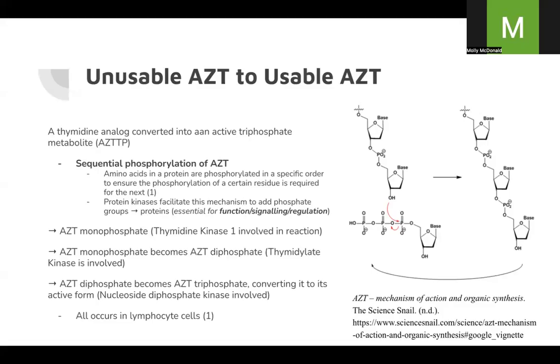So the mechanism begins with AZT, and AZT becomes monophosphate through thymidine kinase being involved. The AZT monophosphate becomes AZT diphosphate with the enzyme thymidylate kinase being involved. And then AZT diphosphate becomes AZT triphosphate, which is converted into its final active form, and this happens with the help of the enzyme nucleoside diphosphate kinase. And this entire mechanism occurs in lymphocyte cells.